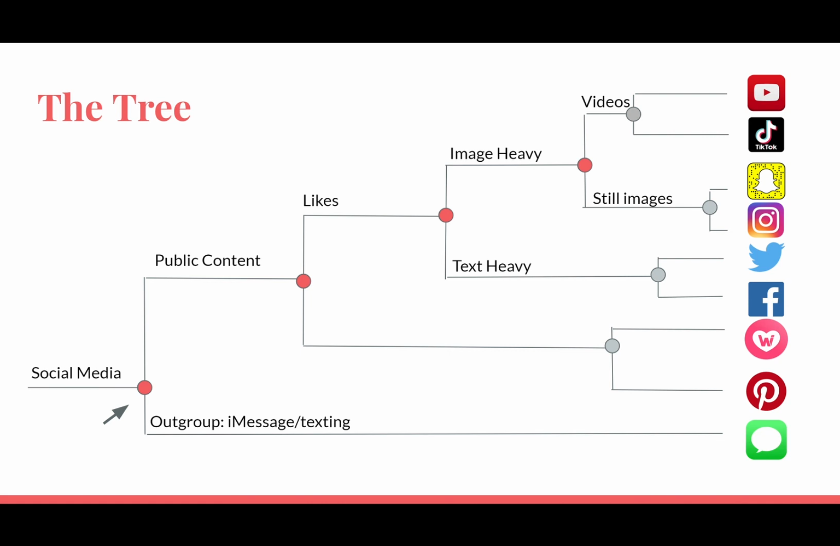The shortest branch, located between Snapchat and Instagram, indicates that these two platforms have the most recent common ancestor and are therefore the most closely related.